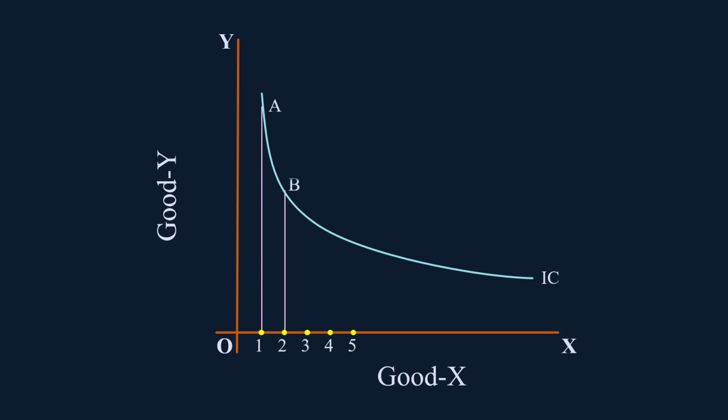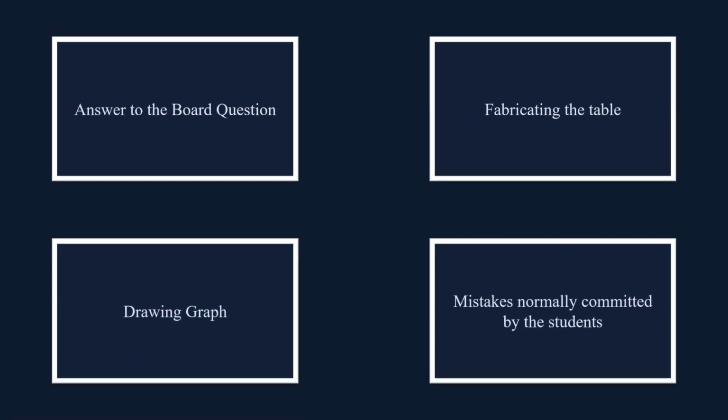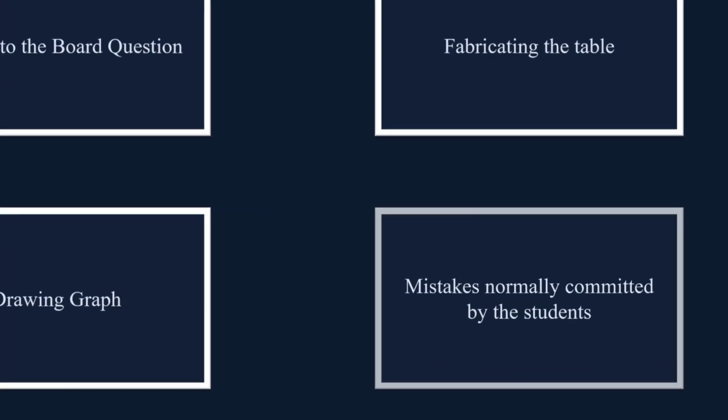Draw vertical lines to the IC. From the indifference curve, draw horizontal lines to y-axis. State the values starting from 12, 8, 5, 3 and 2. You have finished the graph. See, this is the technique I have been using since my student days. This technique will help you to fabricate the table and graph in no time.